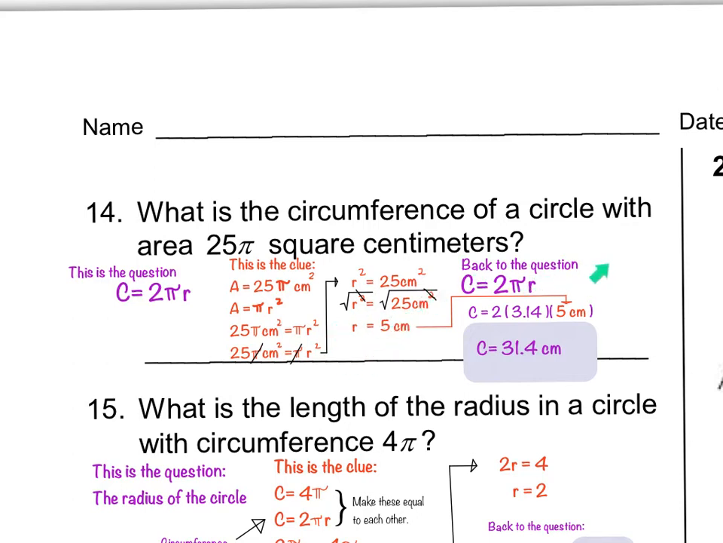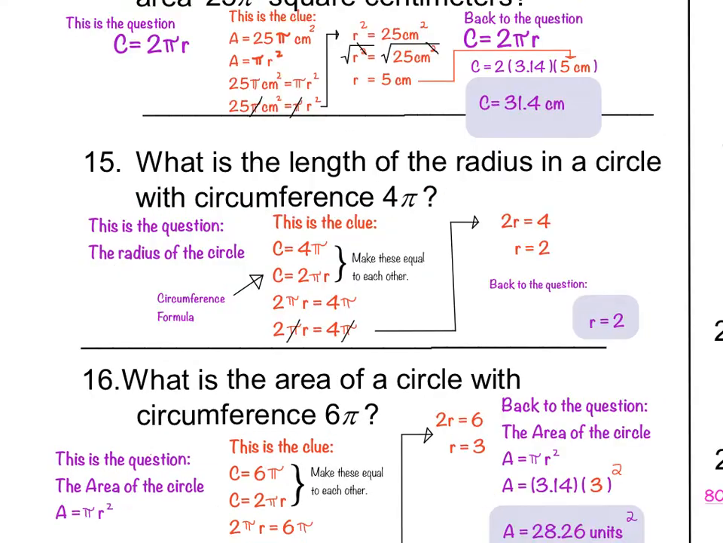I can come back to the question, which was to find the circumference of the circle, and I now know my r, which will go here in this spot, the 5 centimeters. I'll substitute 3.14 for pi, and I'll leave the 2 alone. I'll multiply all these numbers together, and I find out that the circumference is 31.4 centimeters. That's what they were asking for. What is the circumference?